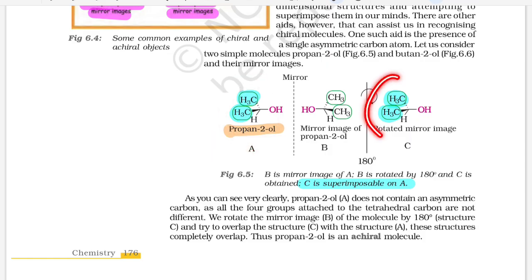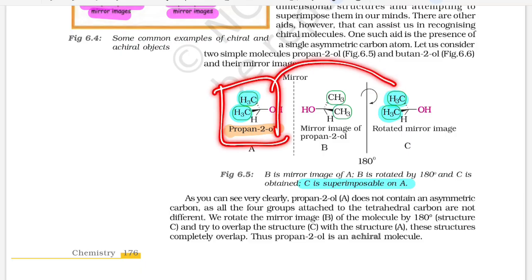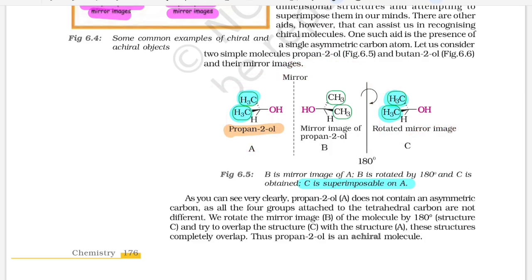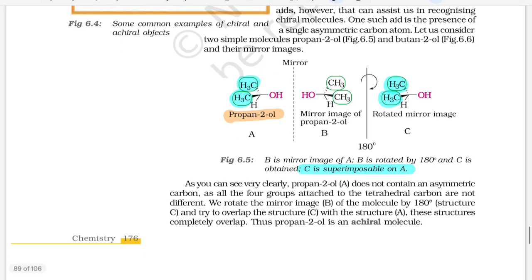Therefore this will be optically inactive and it will be superimposable on its mirror image. Here you can see this and this you can superimpose on one another. Meaning, take this and place it on this molecule, and exactly they will fit on each other. So these two are superimposable mirror images. Therefore, they are optically inactive. Why? Because two similar groups are present.